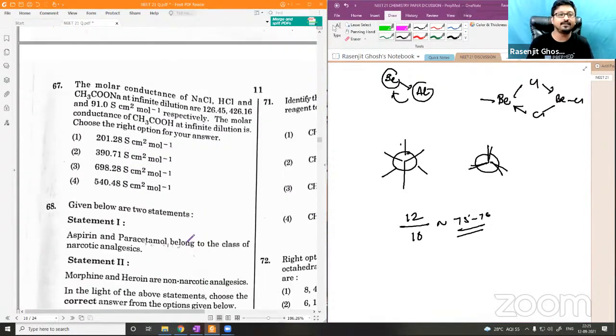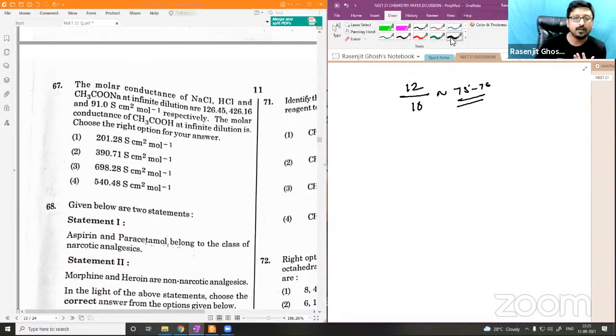Okay, 67. The molar conductance of NaCl, HCl and sodium acetate is 126.45, 426.16 and 91 Siemens centimeter square mole inverse, right? Now, here is the thing. This is purely mathematics here. How can you do this problem?